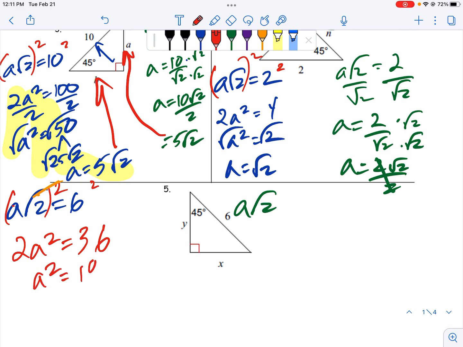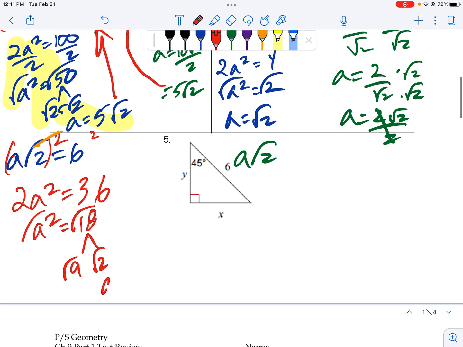A squared equals 18. Square root it. This simplifies into 9 and 2. So A equals 3 root 2. So this is 3 root 2, and this is 3 root 2. Some of us may be able to tell a shortcut as well. Like, what do I have to multiply to root 2 to get 6? Oh, it's 3 root 2.